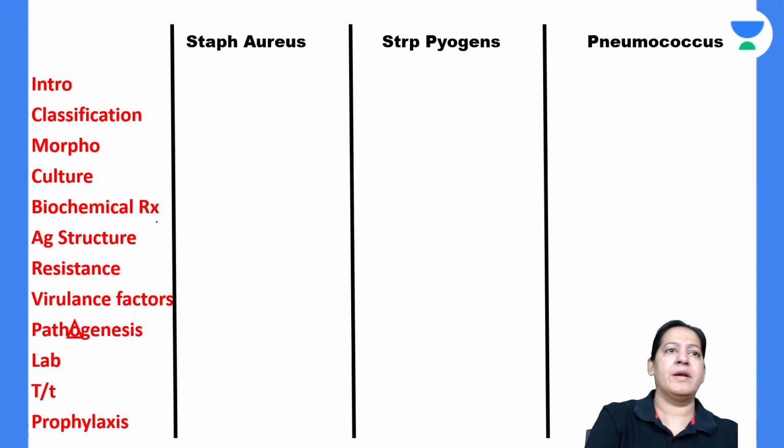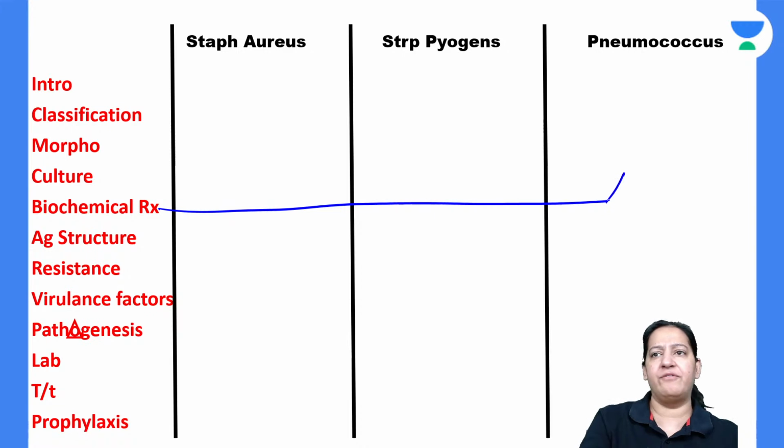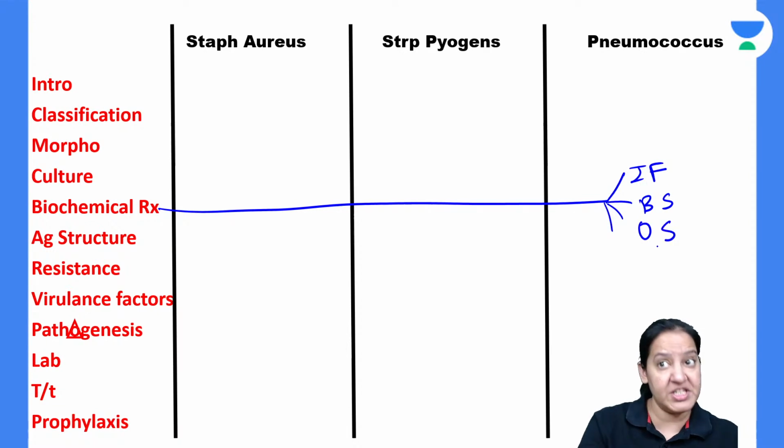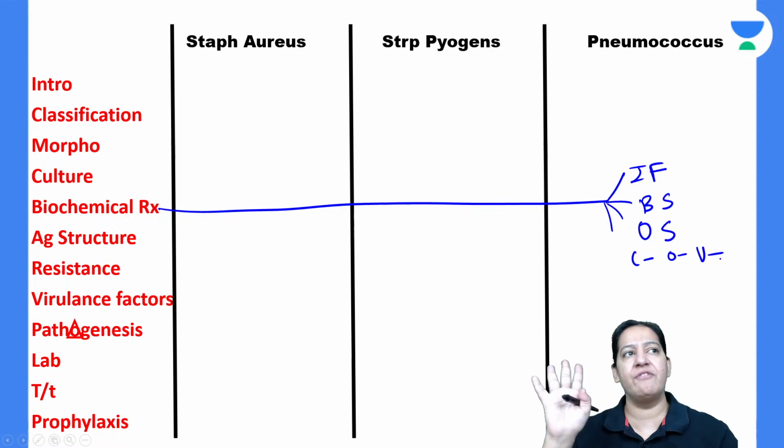So that is the biochemical reaction. We have summarized the 4 biochemical properties: inulin fermentation, bile solubility, Optochin sensitivity, and catalase negative, oxidase negative, urease negative.